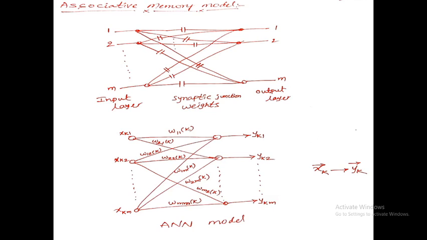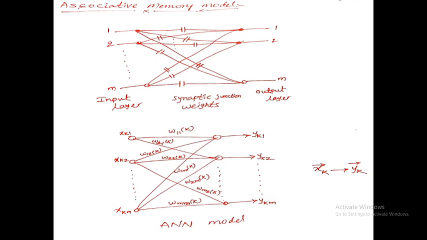Let us take the input neurons as XK1, XK2, XK3, and so on up to XKM. YK1, YK2, YK3, and so on up to YKM are the output neurons. So this model has an association from XK to YK. That means the input is XK, with components K1, K2, K3, and so on to KM, so that's why XK. And the output is YK neurons, that is YK1, YK2, YK3, and so on to YKM.